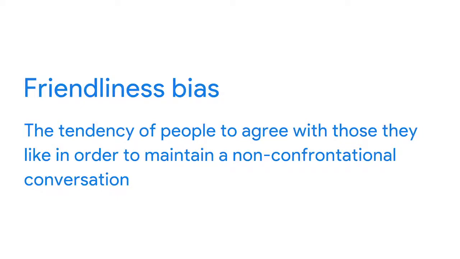Next up, let's chat about another bias, which is often experienced by participants: friendliness bias. Friendliness bias describes the tendency of people to agree with those they like in order to maintain a non-confrontational conversation. As a moderator, if you are too friendly and develop too strong a rapport with participants, there's a chance participants will want to agree with you in order to avoid confrontation. This can stop participants from giving honest feedback.